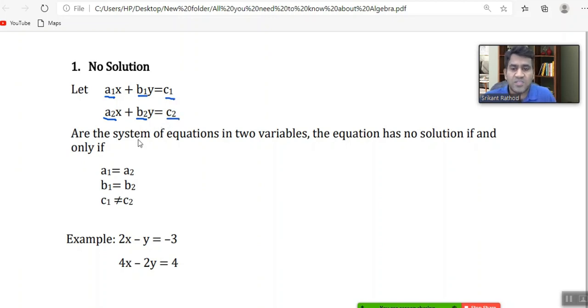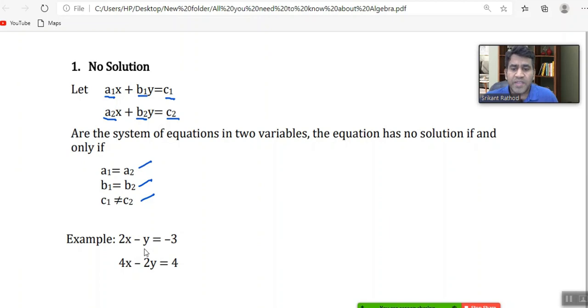That is the condition. As we mentioned, a1 should be equal to a2, b1 should be equal to b2, but c1 is not equal to c2. You have to check the coefficients of the given expressions, and based on that, decide whether the given system of equations has a solution or not. All right, let's take one example here.